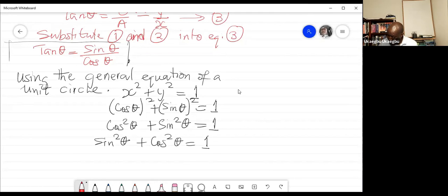So this very formula that I just wrote right now is called the Pythagorean identity of the unit circle. It is called Pythagorean identity because it is just derived from the Pythagorean theorem. Nothing more, nothing less. All right.